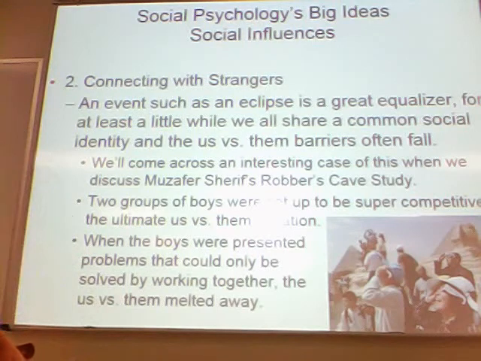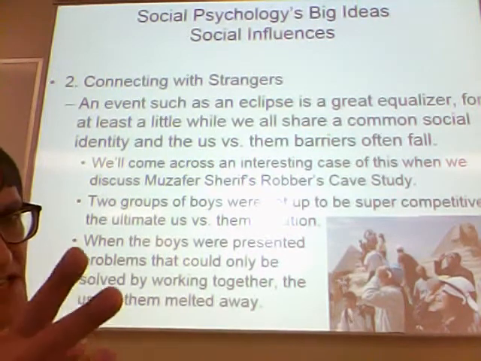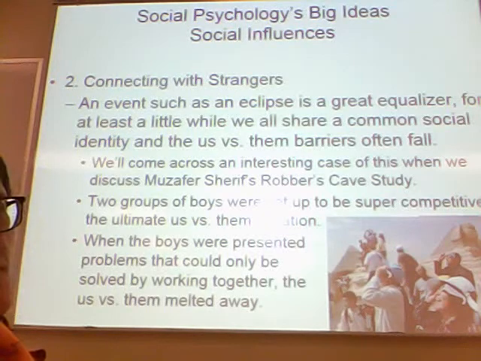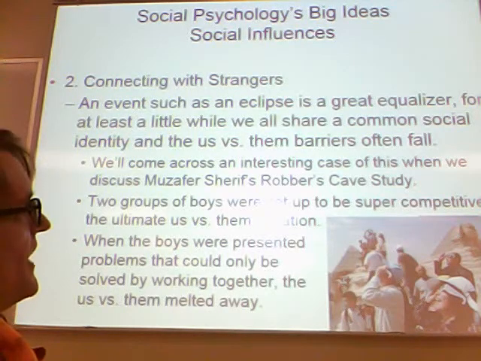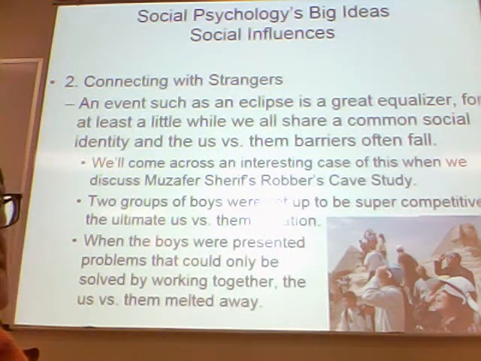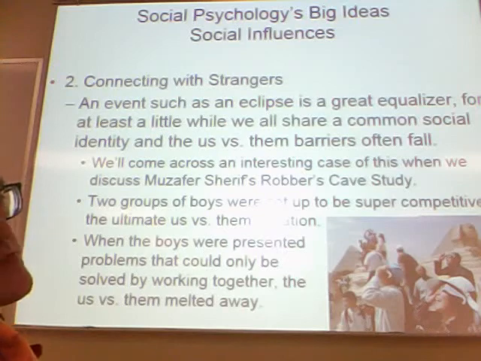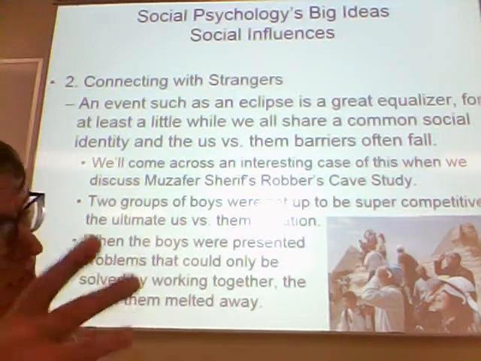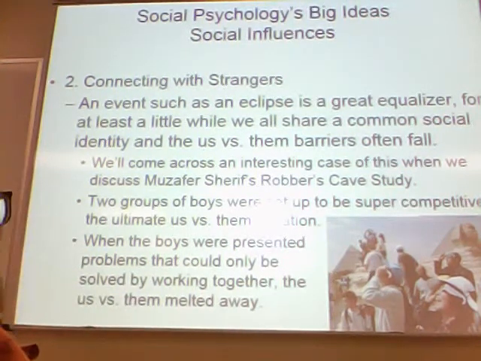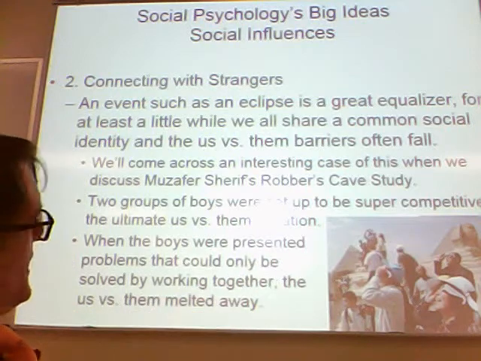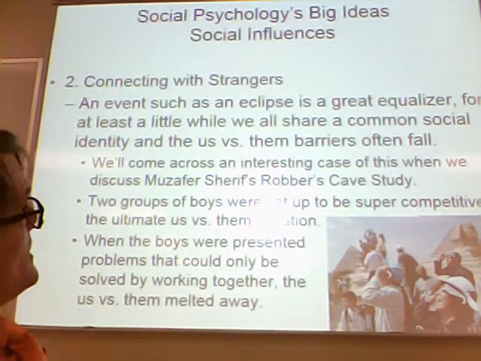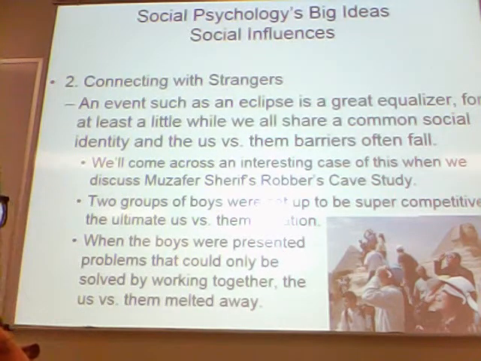We'll come across this in some very cool work by Muzafer Sherif in the Robbers Cave study later on. But basically, Muzafer Sherif set up a situation where there were two groups of boys, and he set up competition between them, and these boys hated each other. Oh my goodness, they were competitive. They were stealing from each other. It was really bad. But then the boys were presented with a common problem and created a common identity. They had problems that could only be solved by working together. And very quickly, just like these people here in Egypt, the sense of us versus them melted away almost instantly. Okay, so clearly the eclipse is a social event and related to social psychology.